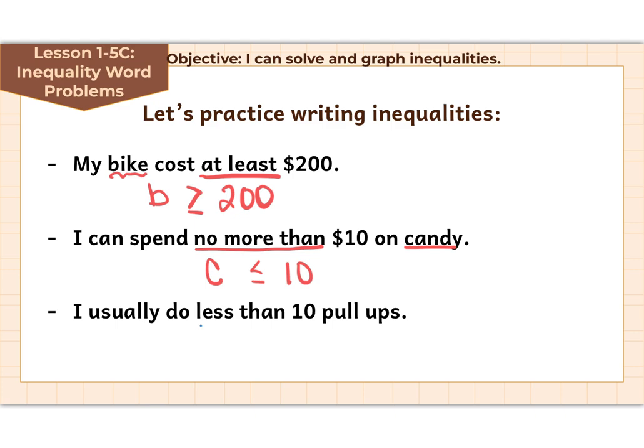And then this one is usually straightforward. I usually do less than 10 pull-ups. We are talking about p. So less than 10.